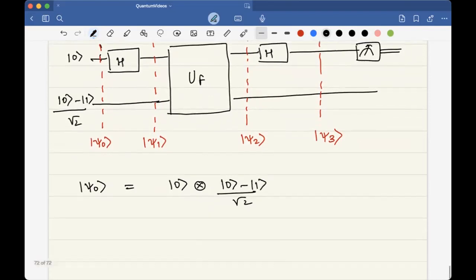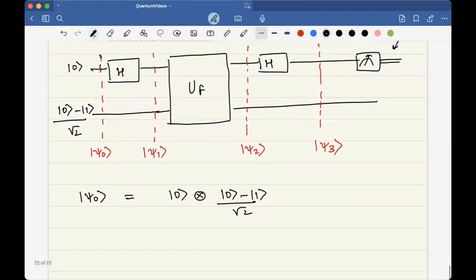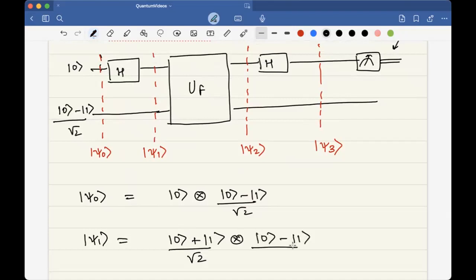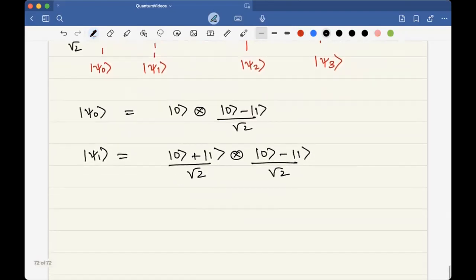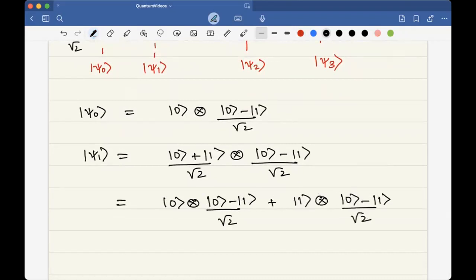And then you have the Hadamard gate. So the first qubit ket 0 goes to ket 0 plus ket 1 over square root of 2. So psi 1 will be ket 0 plus ket 1 over square root of 2 tensor ket 0 minus ket 1 over square root of 2. And I'm just going to write this a little differently. This is going to be ket 0 tensor ket 0 minus ket 1 over square root of 2 plus ket 1 tensor ket 0 minus ket 1 over square root of 2.